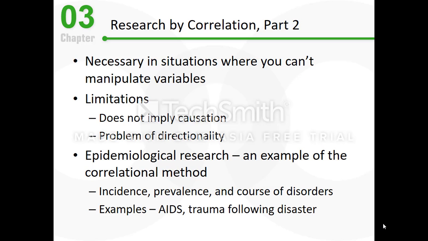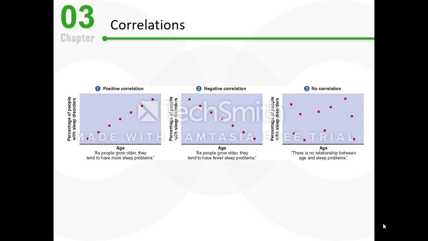So now why would we use correlation? Because we can't manipulate the independent variable. There are definitely limitations to it in terms of we can't talk about cause and effect, can't talk about the direction of the outcome or the relationship. But we can do one form of correlational method called epidemiological research. And this is important research that the CDC, Center for Disease Control, does. They look at incidence, prevalence, and course of disorders, such as AIDS, such as trauma.